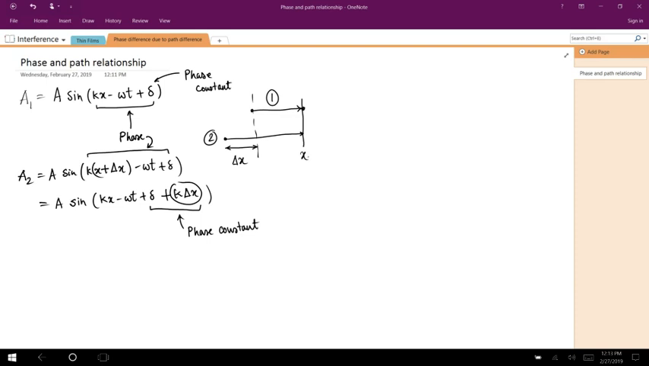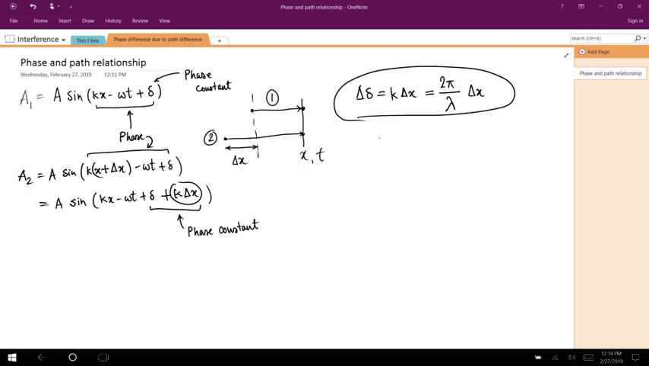The final value of the x is the position over there, and the time at which we are making the measurement, that's the value of the t. But because it traveled a certain amount of extra distance, it contributes to the phase constant by an amount k times delta x. So what is the phase difference? Well, the phase difference, delta delta, in this case is equal to k times delta x. Okay, but remember k is 2 pi over lambda. So this is really 2 pi over lambda times delta x. So generally this is the way to go from path difference to phase difference. This is the path difference, right? And this is the phase difference.